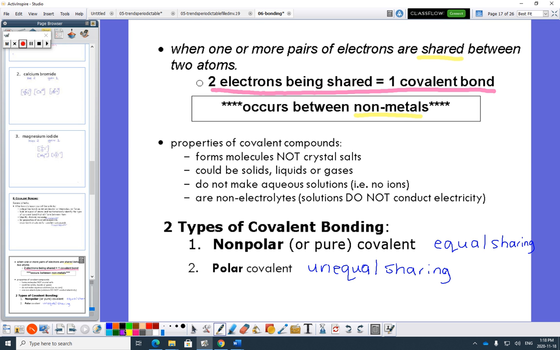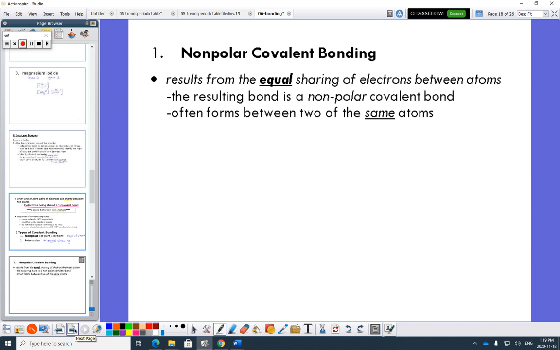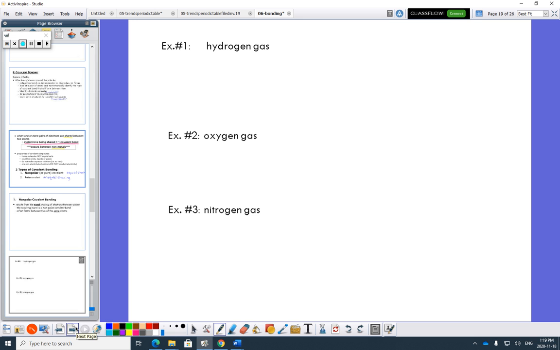So two electrons being shared is one covalent bond. The first kind, and that's true whether it's nonpolar or polar: if it's nonpolar, then it's equal sharing of electrons. It can form between the same atoms, but it doesn't have to. But that is a common thing. So if your grade 10 teacher talked about diatomic molecules, hydrogen, oxygen, that it's always O2. One of the first things about covalent, unlike ionic, is that you can have two of the same element bonded together. So we'll do hydrogen gas, oxygen gas, and nitrogen gas.